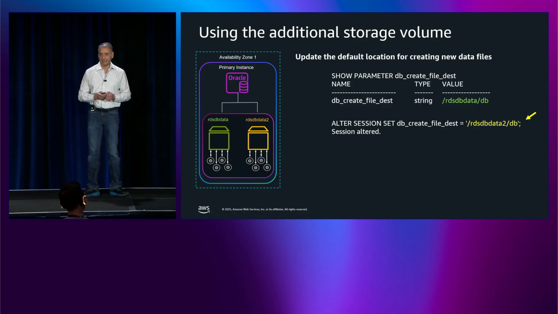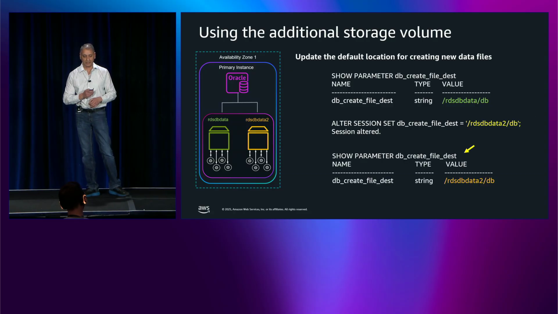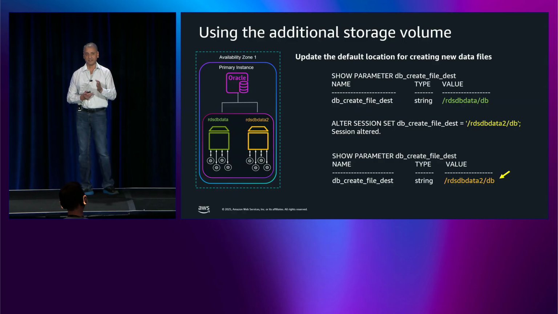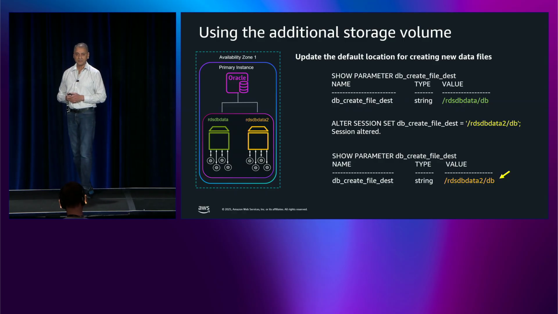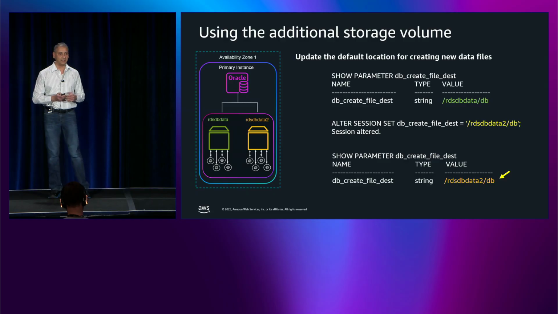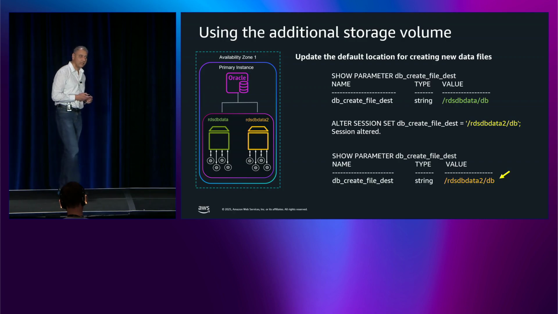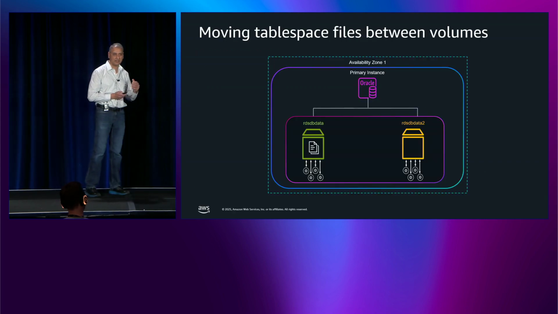And then after I change it, I want to confirm that the change is applied. So I call a show parameter again. And as you can see, the default location is now changed to RDS DB data 2. Once I do that, if I create new tablespace files, they get automatically created in my additional volume. So if you're growing storage over time, this may be an easy way that you can start having new tablespaces go into your new volume. But there are some more interesting things that you can do with additional storage volumes.